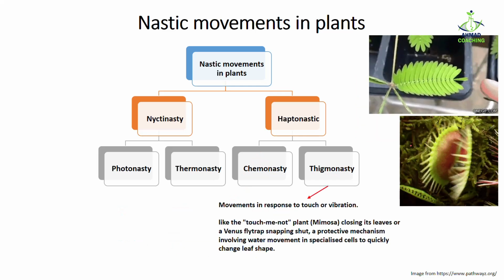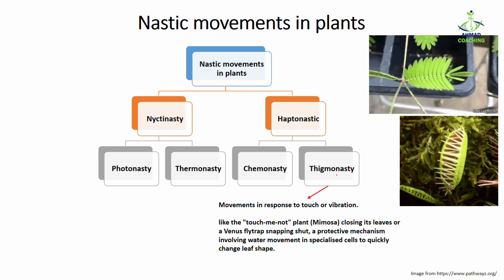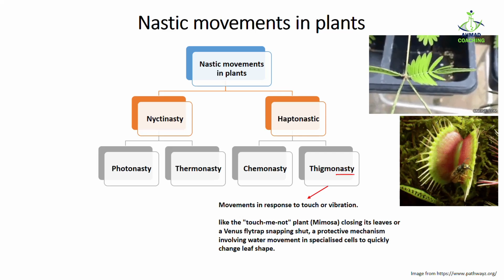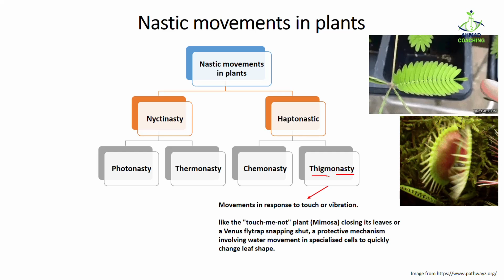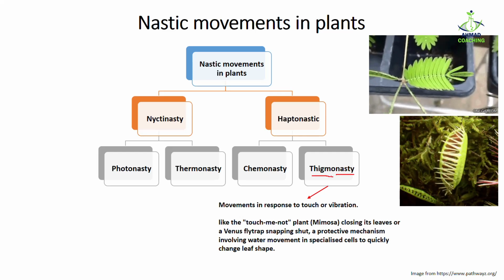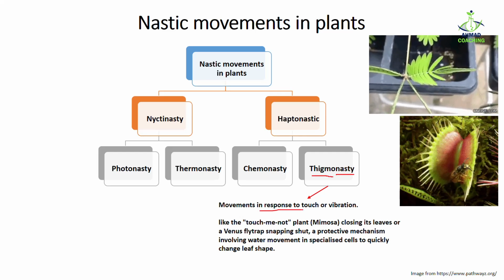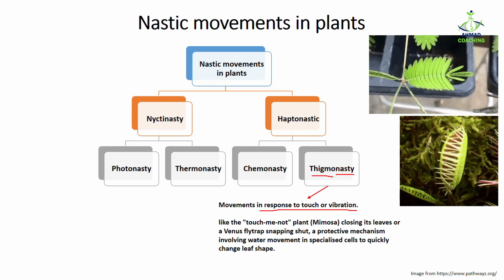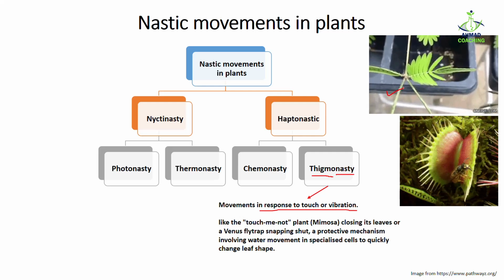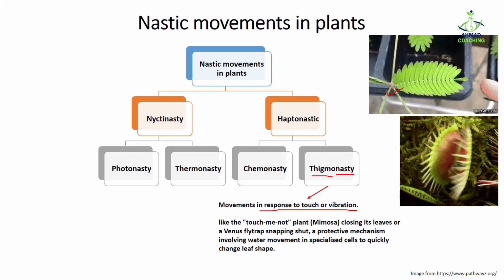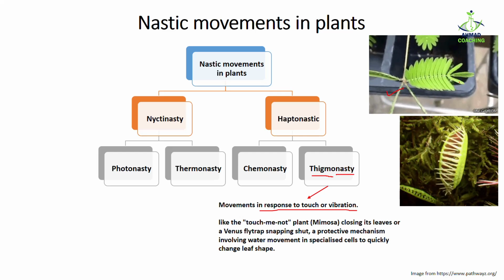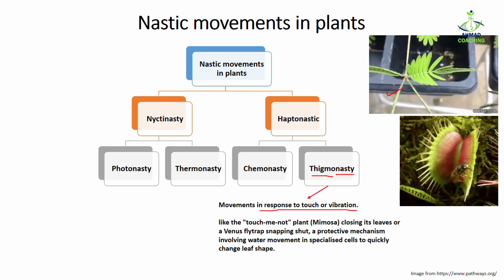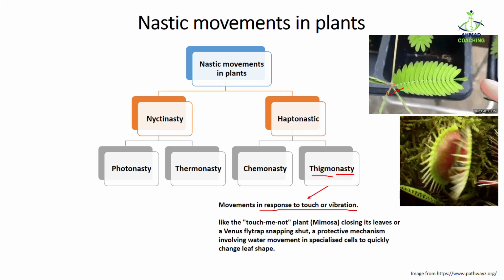Now coming towards thigmonasty, again nasty means the same thing, but here thigmo means touch or vibration. So these movements occur in response to touch or vibrations. For example, when you touch the plant called touch-me-not, or mimosa plant, you can see it instantly closes its leaf, and this is because of thigmonasty.